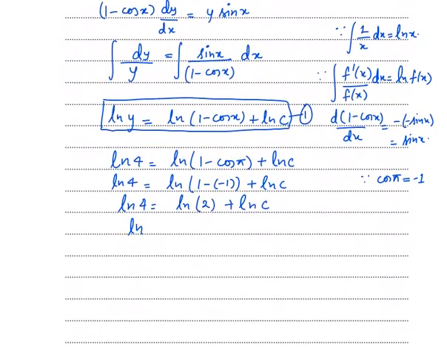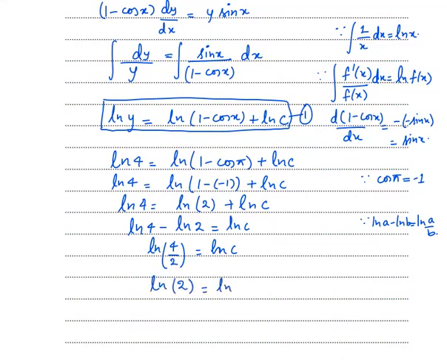Then I can take ln 2 to the left hand side: ln 4 minus ln 2 equals ln c. Now ln a minus ln b is ln a by b. So this will become ln 4 by 2, right? Using this property, I've written this equals ln c. Okay, so 4 by 2 is nothing but 2, equals ln c. So we got the value of ln c as ln 2.